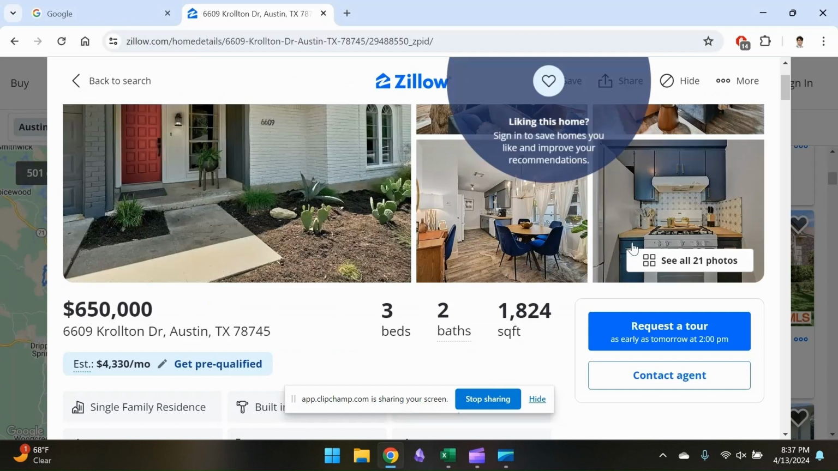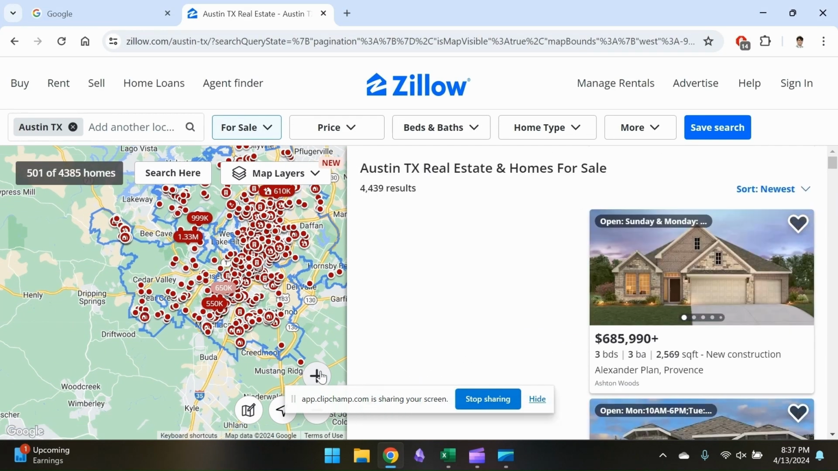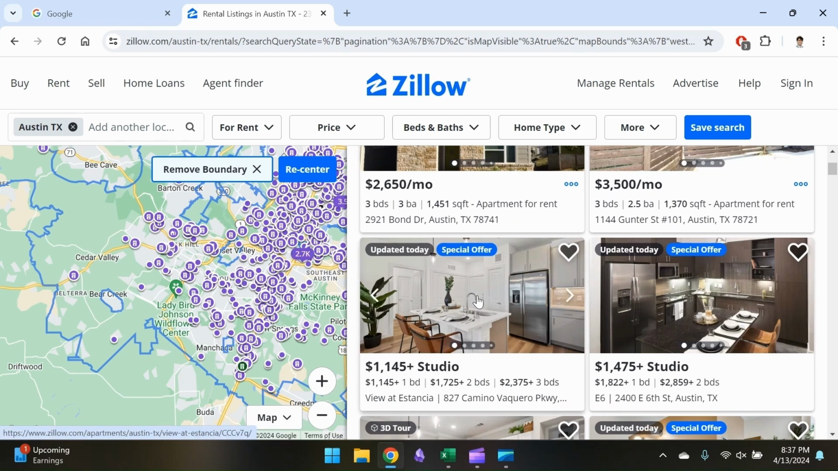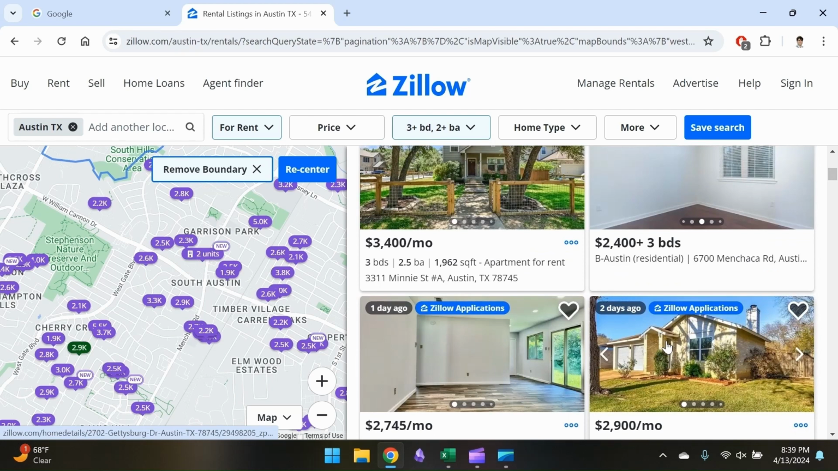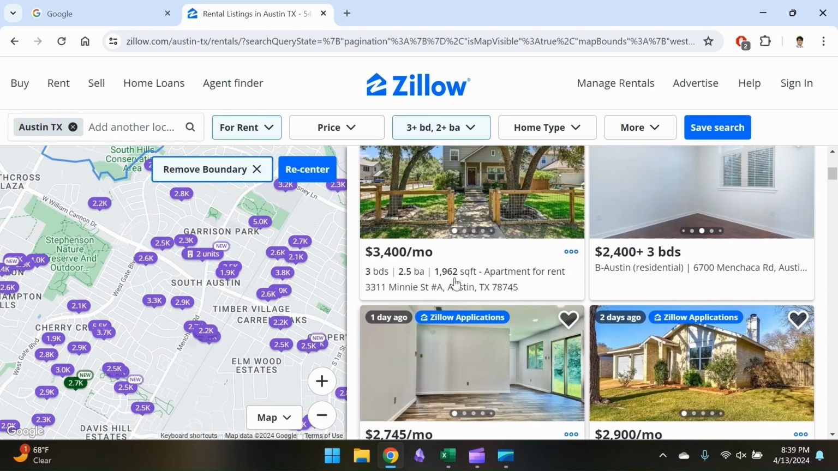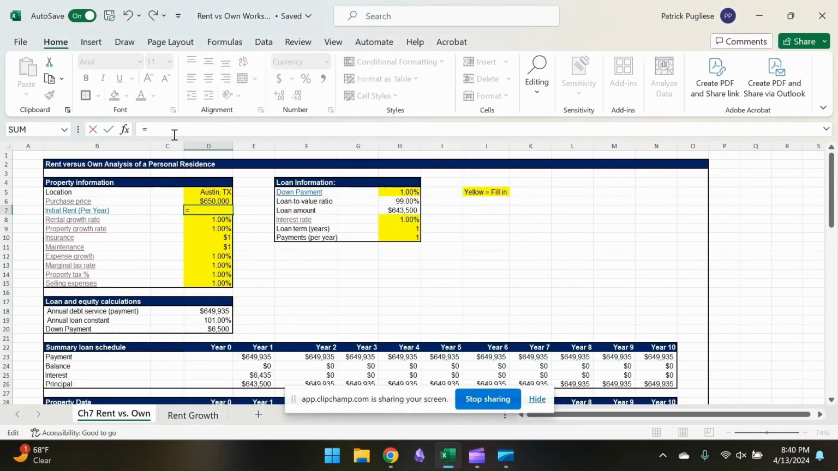Now for the rent, what's great about Zillow is that we can look at stuff for rent that's nearby. We want something that's 3 beds, 2 baths, about 1,800 square feet in a similar area. This is right next to it, pretty close. It looks like it's going to be about 2,400 to 2,700. So let's say it's 2,450 per month. Since we're doing this for the year, we do 2,450 times 12 months, so we get an annual rent of 29,000.